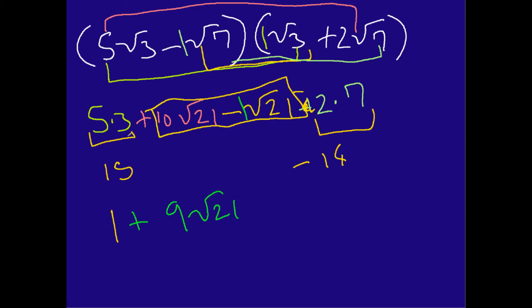So what we did was first we combined the like terms, the terms without the radical expressions. So 5 times 3 is 15. 2 times 7 is 14. Now there's a minus sign right here, so that's why it's a minus 14. 15 minus 14 is 1, and then 10 minus 1 here is 9, and we still have the square root of 21. So this is our answer.